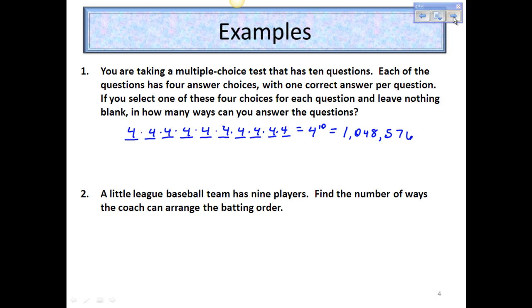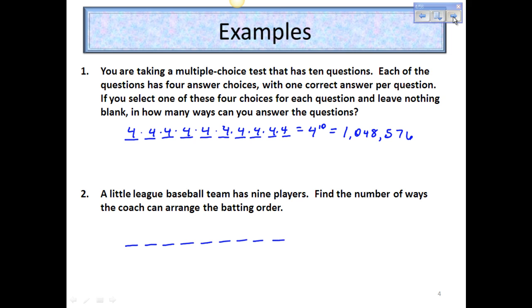On the last example, a Little League baseball team has 9 players. Find the number of ways the coach can arrange the batting order. So we have to think a little bit more on this one as well. If we have used one of the team members in our first place for batting, would they bat in the second or third place as well? The answer to that is no. So we have 9 players.